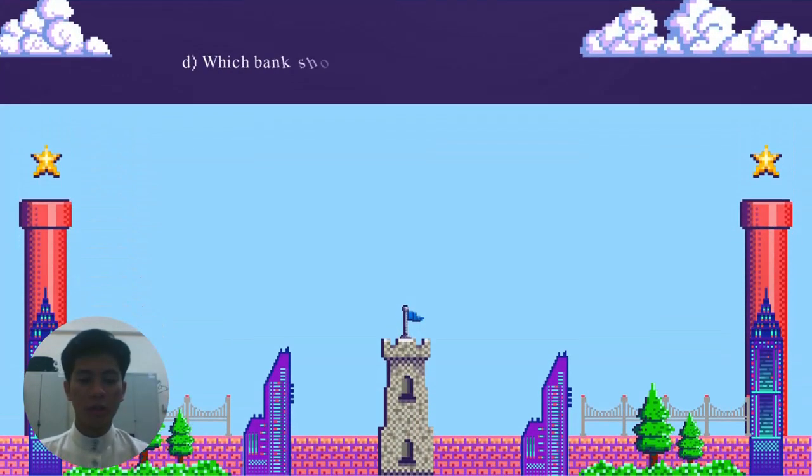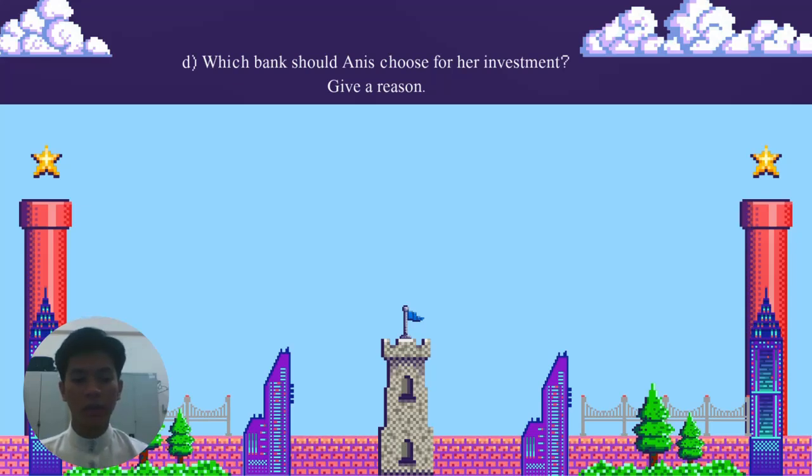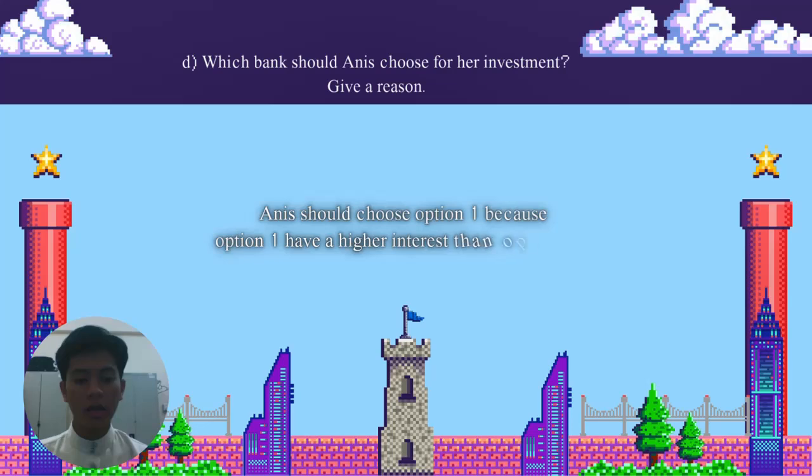1D. Which bank should Anis choose for her investment? Give a reason. For this question, Anis needs to choose the bank with the highest interest because she is making an investment. We can just say that Anis should choose option 1 because option 1 has a higher interest than option 2 has.